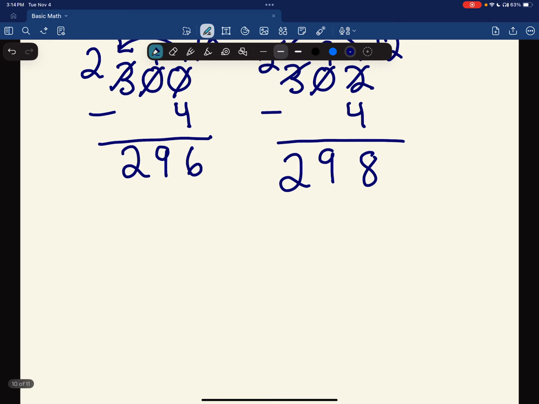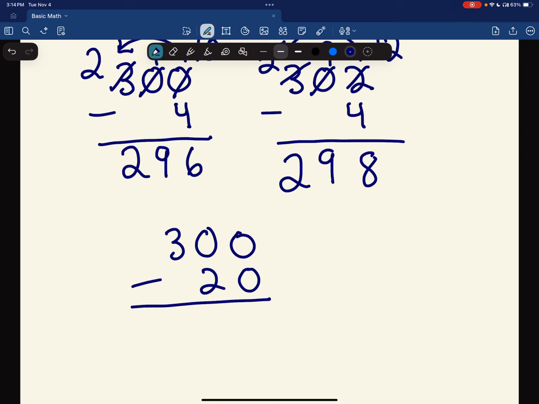If we had a problem, let's say 300 minus 20. In this case, 0 minus 0 is 0. And now we're starting from this 0 here. The 0 is less than 2, and we're going to borrow from the 3, which becomes a 2. But this 0 stays a 10, right?